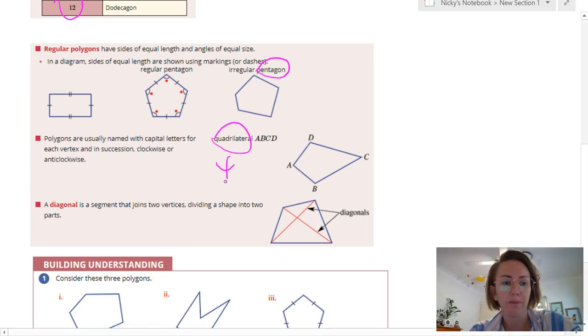Lastly, a diagonal is a line segment that joins 2 vertices, and it divides the shape into 2 parts per diagonal. So here, if I just have my one diagonal, there'd be 2 parts. Here I've got 2 diagonals, so there's 4 parts there.